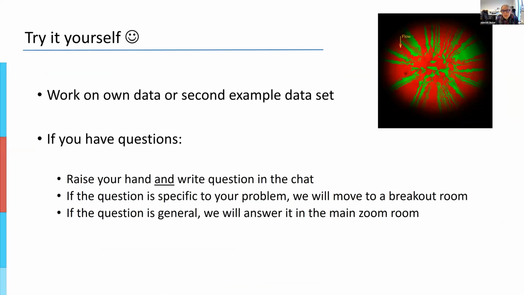So now I want you to work either on your own data or on a second example data set. The second example data set has been sent to you either via email or you have downloaded it from the OwnCloud. Both of them show the same colony. It's just that one of them is only 2-dimensional, the other one is 3-dimensional. If you want to follow along and your computer is not very powerful, I recommend doing the 2-dimensional one because it just moves much faster.